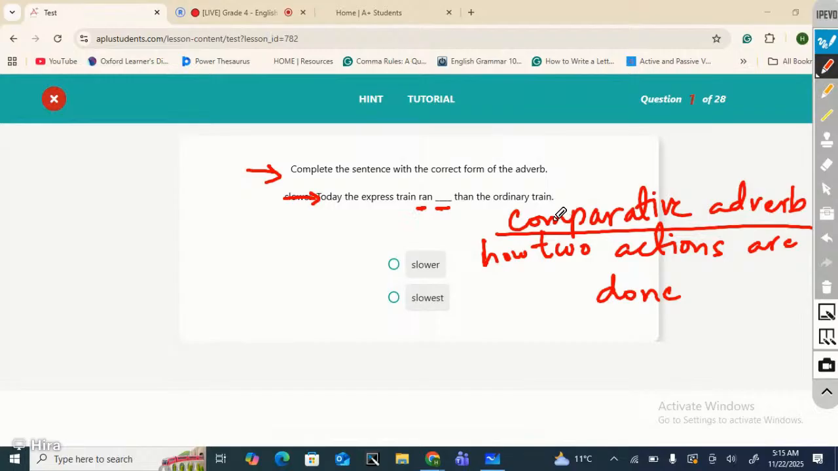Two actions are compared. Which one is the comparative adverb? If you want to make a comparative adverb, add er to the adverb. So, which one has er? This one. Slower. Today, the express train ran slower than the ordinary train. So, when you use this adverb, it compares how two actions are done.